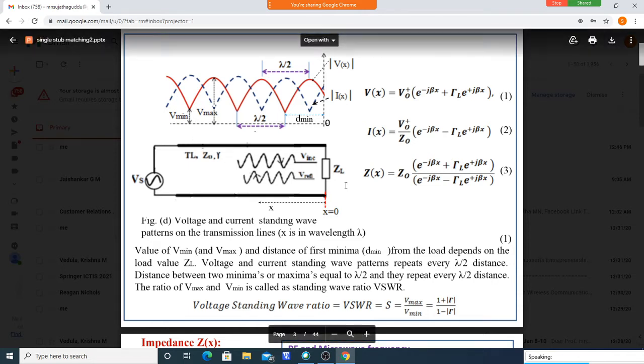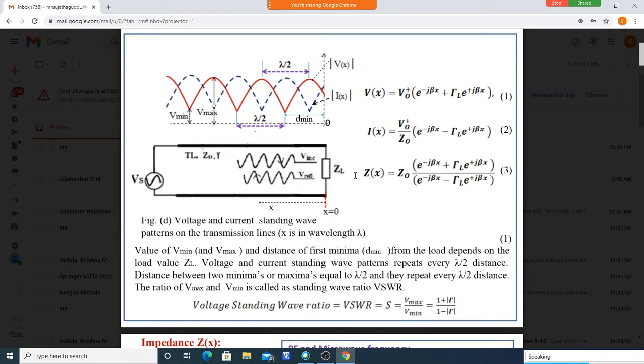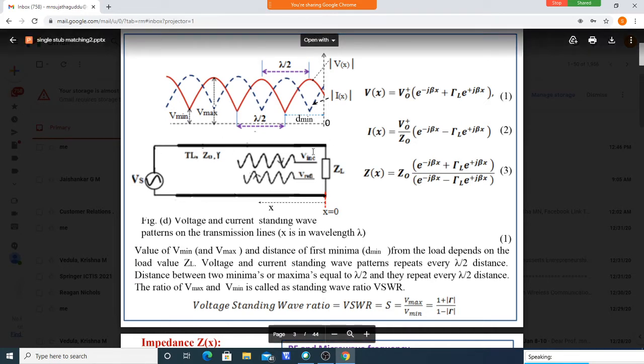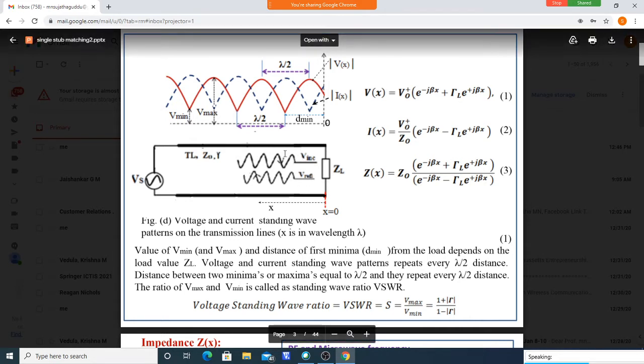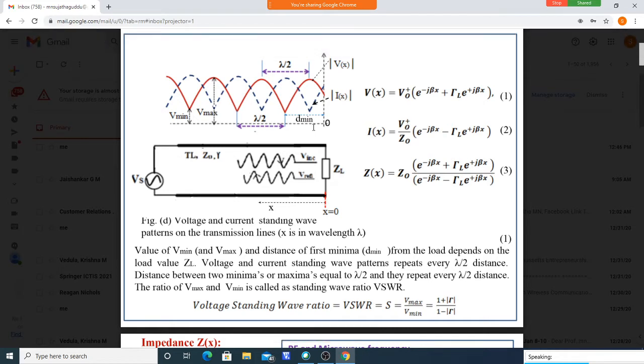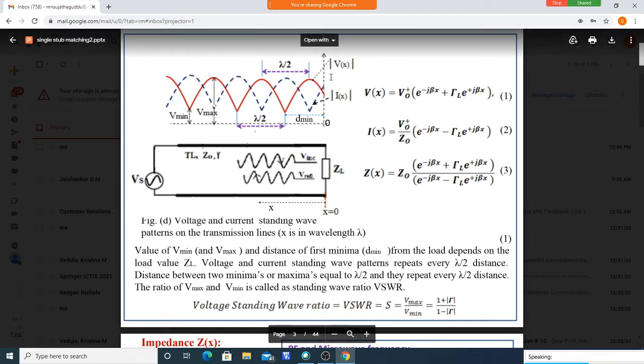And as we studied in the previous semester, if this ZL is not matched with the characteristic impedance, there is a reflected wave like this. So on the transmission line, if you measure voltage at any point, it is the addition of these two waves, the reflected and the incident wave. Take the magnitude of that combination at any point, and if you plot it, you will observe it like this. So this is V of x.